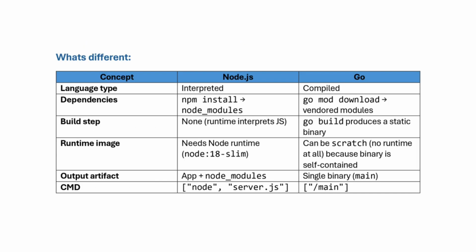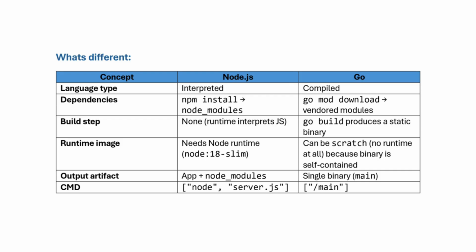So what's different between the Node.js and Go language Dockerfiles? Language type: Node.js is interpreted, whereas Go is compiled. Dependencies: in Node.js it is npm install, that is node modules, whereas in Go it is go mod download for vendor modules. Build step: in Node.js it is none. The runtime interprets JavaScript. In Go, go build produces a static binary.